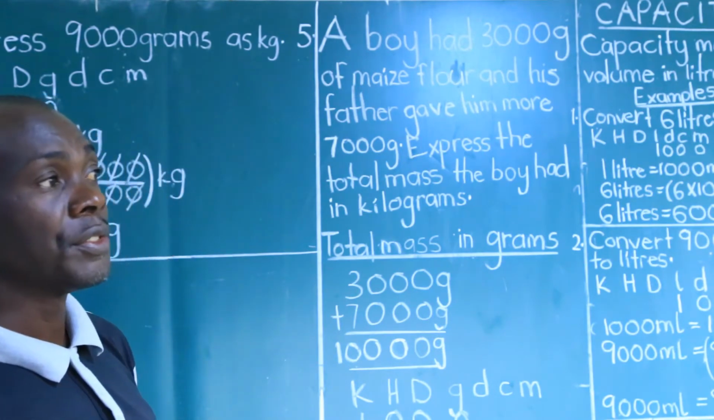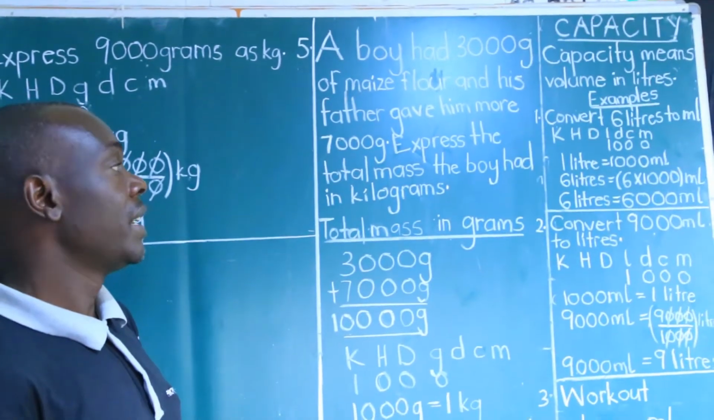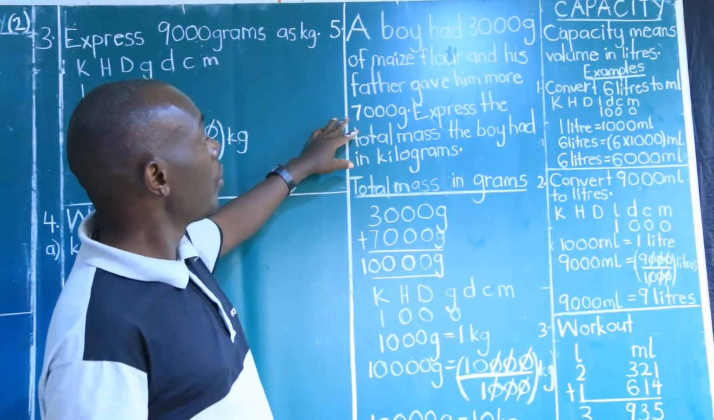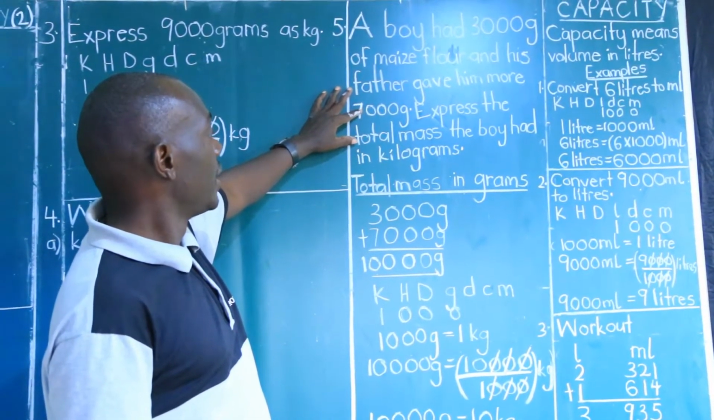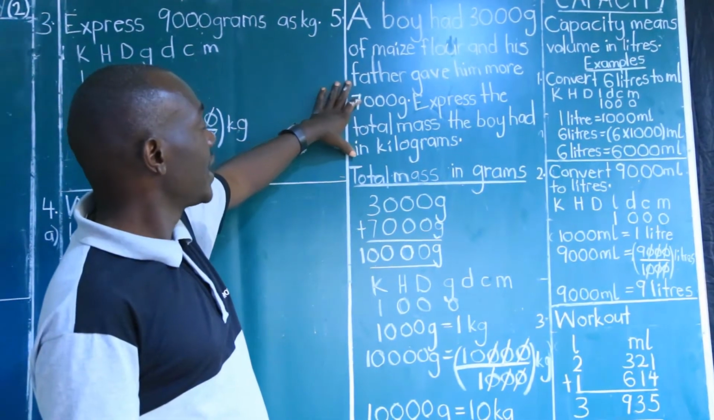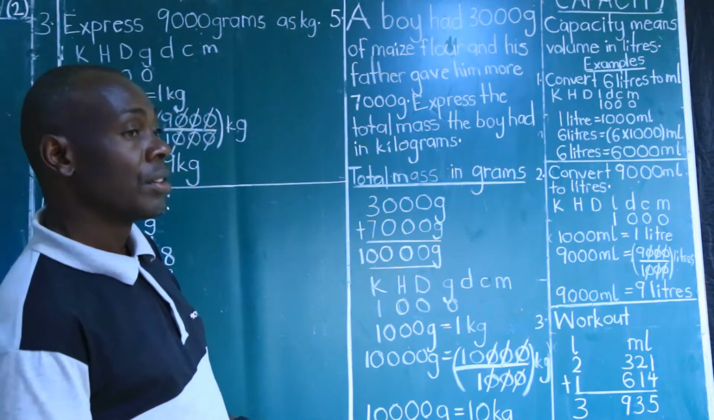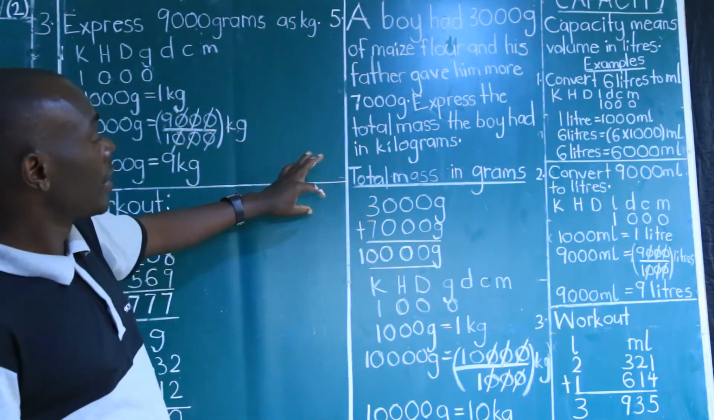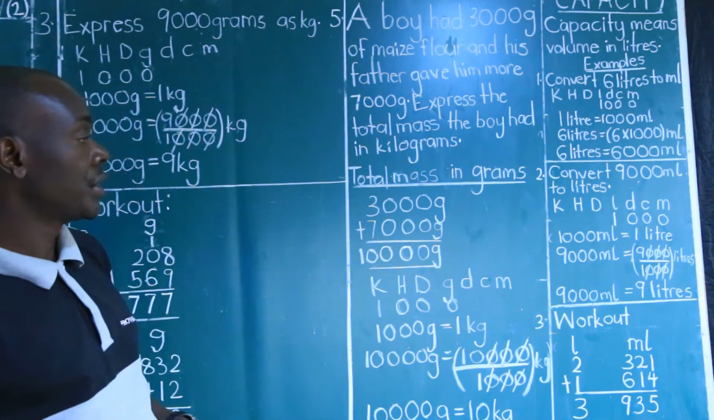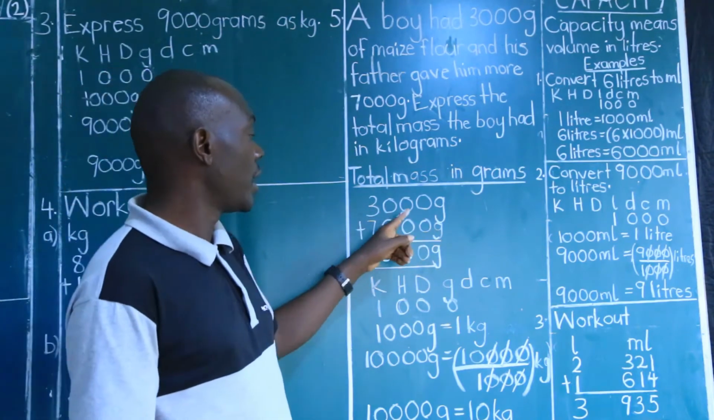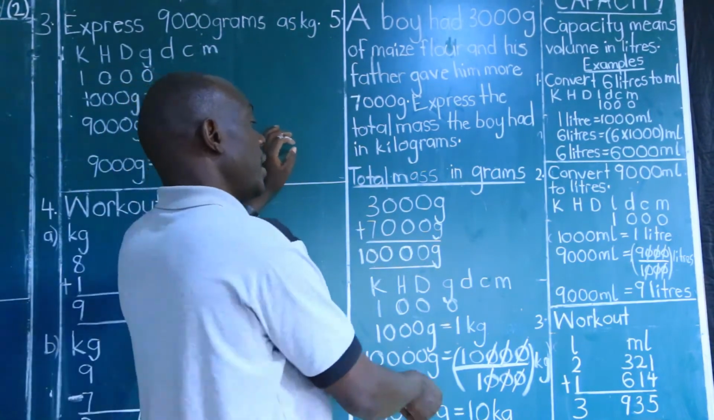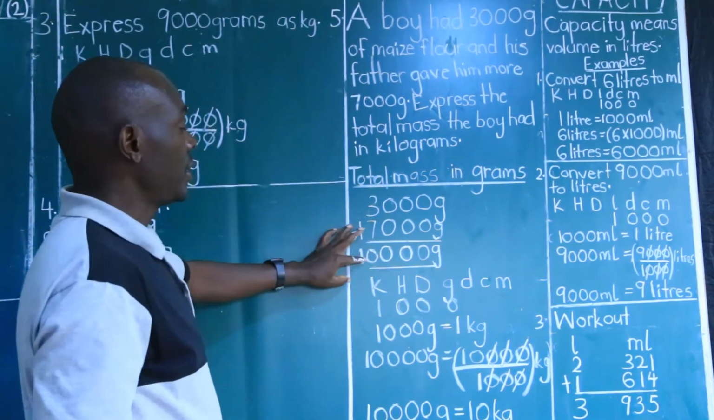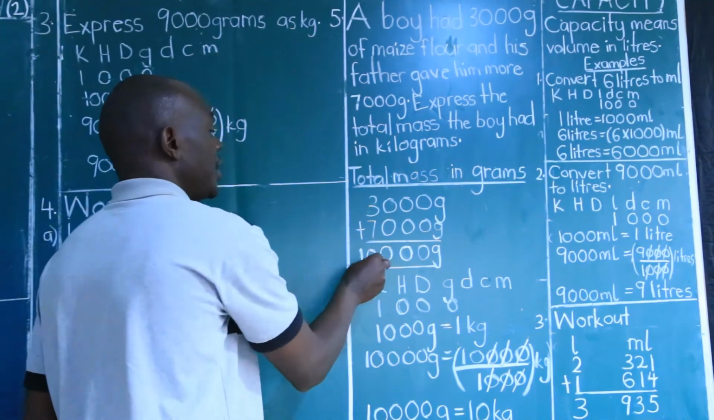As you know, when you have something and somebody gives you some more, the number you had increases. So because the father gave this boy some more grams, we are going to add. First get the total mass in grams through addition of those two masses, 3,000 and 7,000. So put a heading and say total mass in grams. So we say 3,000 grams plus 7,000 grams. 0 plus 0 is 0, 0 plus 0 is 0, 0 plus 0 again is 0, and 3 plus 7 is 10. Now the boy altogether had 10,000 grams.